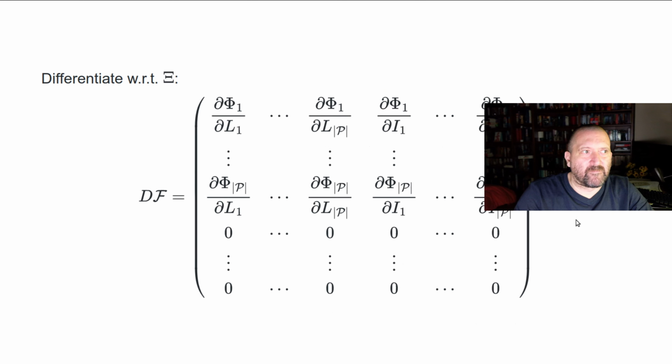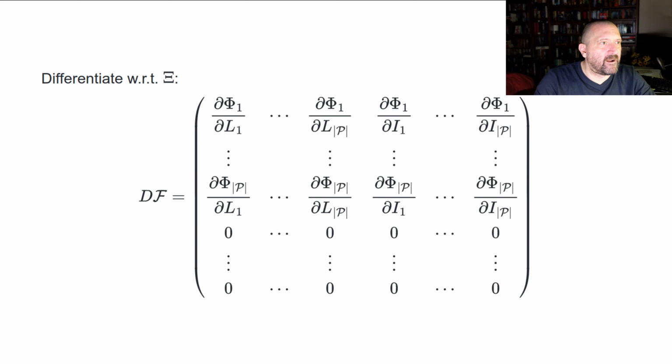Okay, and what I need to do then is to differentiate with respect to the infected variables. So when I take the derivative, the Fréchet derivative, so the Jacobian matrix of f, I get this here. So the partial of the infection term in the incidence in patch 1 with respect to L1, in patch 1 with respect to L_P, in patch 1 with respect to I1 to I_P. And of course, I have no infection in the I compartments, which these two blocks describe. Okay.